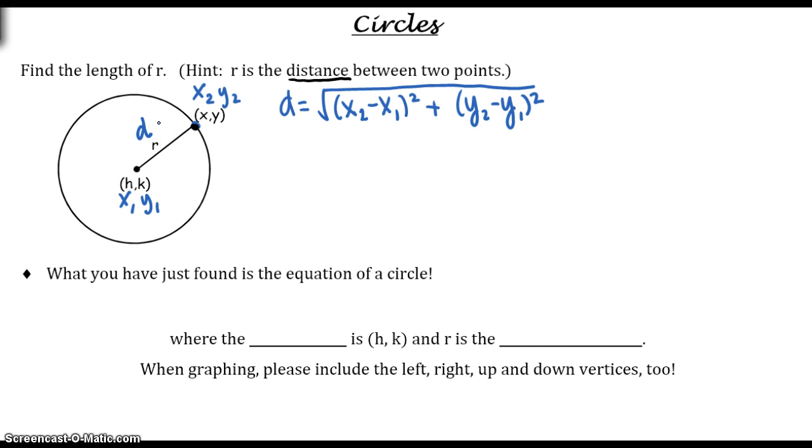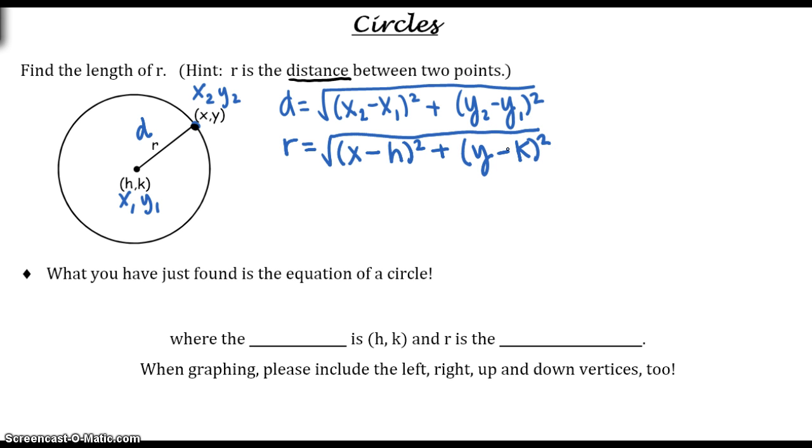We're going to substitute all these values in. So instead of using d, we're going to call it r. And then we're going to have the square root. And instead of using x sub 2, we'll call it x. Bring down the minus. X sub 1 is h in our picture, quantity squared plus y sub 2 in our picture is y, and y sub 1 in our picture is k, quantity squared.